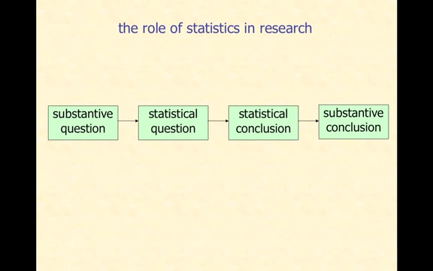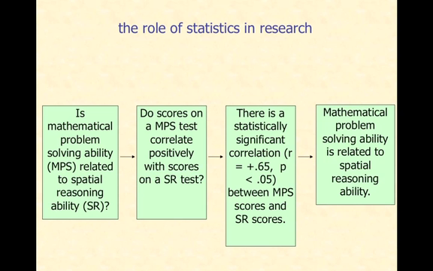So let's go on. Remember last time I talked about a substantive question leading us to a statistical question, which in turn leads us back to a statistical conclusion, and then finally to our substantive conclusion. And the example that we used last time was whether mathematical problem-solving ability was related to spatial reasoning ability. So there's our substantive question. And again, do scores on that mathematical problem-solving ability test correlate positively with scores on a spatial reasoning test? So there's our statistical question. There's something that we can actually explore with numbers.